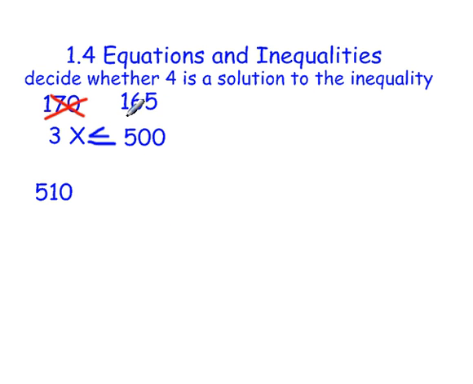165. Once again, we're going to multiply 165 by 3. 165 times 3 is 495. And then we can read this again. Is 495 less than or equal to 500? And the answer is yes. It is less than. As a matter of fact, it is 5 less than. And so our solution of those two that we tested, 165 would keep the cat's caloric intake under 500 calories each day.